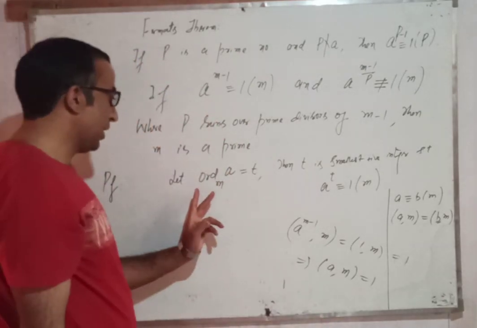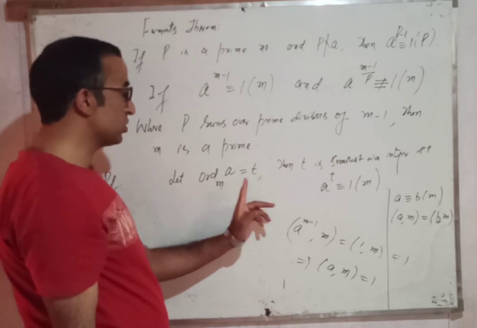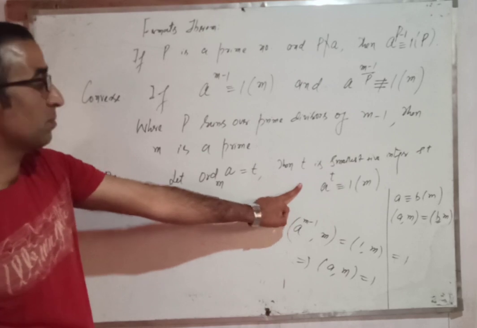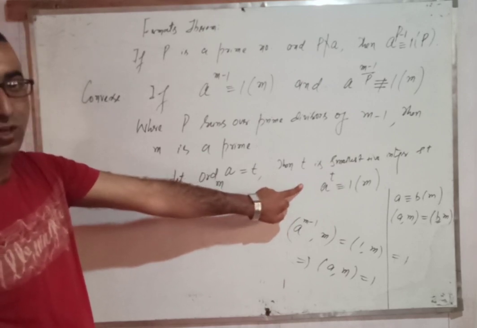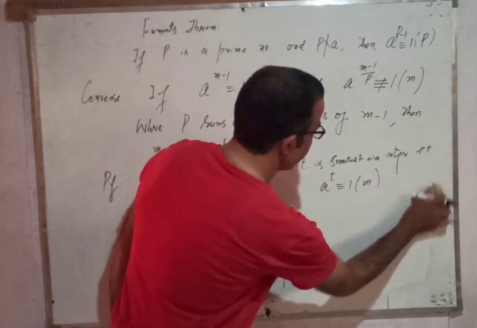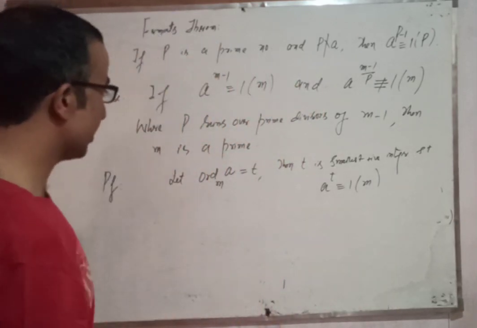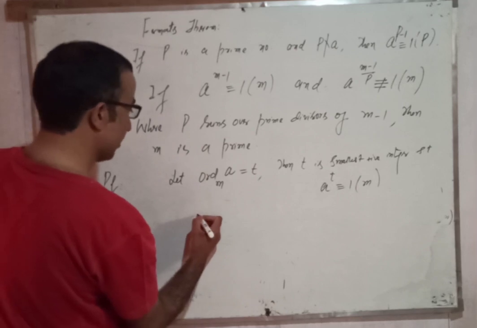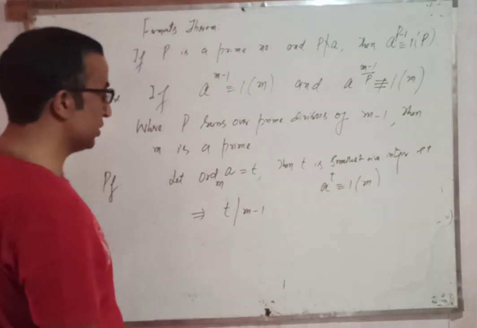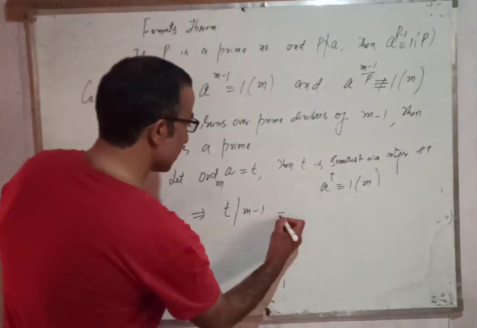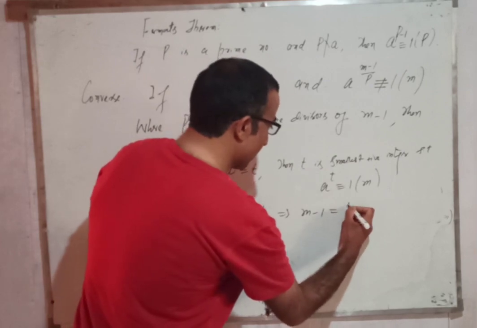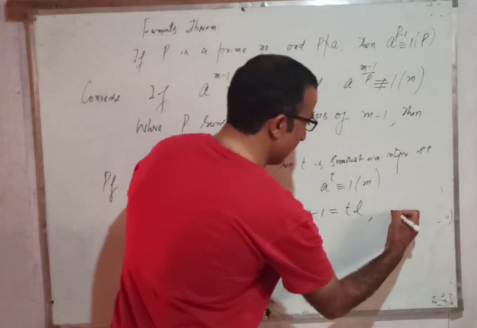This trivially implies a and m are relatively prime. Now let me suppose the order of a modulo m is equal to t, then t is the smallest positive integer such that a power t is congruent to 1 mod m. By the last exercise, this implies t divides m minus 1, which means m minus 1 is equal to, say, t times l, where l is some integer.